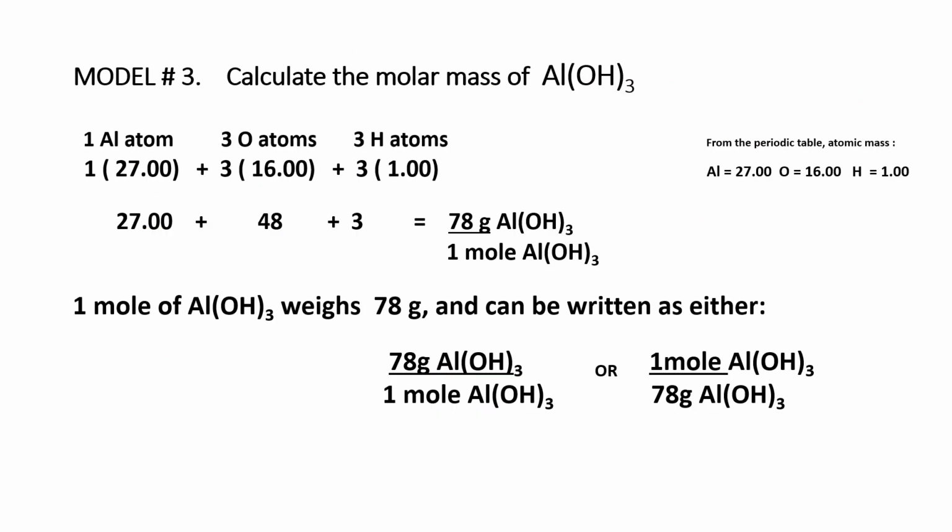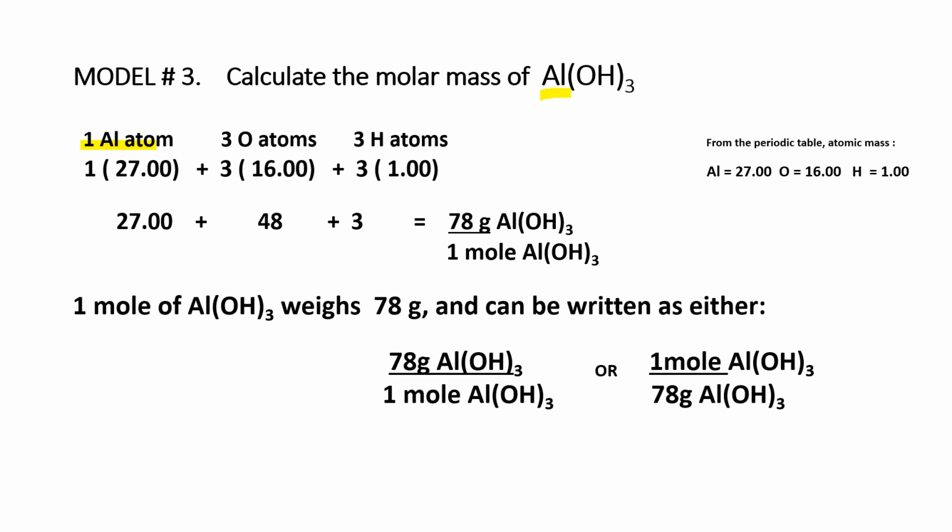Okay, the next model is to calculate the molar mass of aluminum hydroxide. Again, the first step is to list the number of atoms in the formula and the type of atom. So, the subscript of aluminum here is 1. That is why we have 1 aluminum atom.